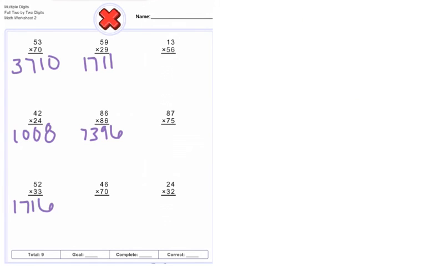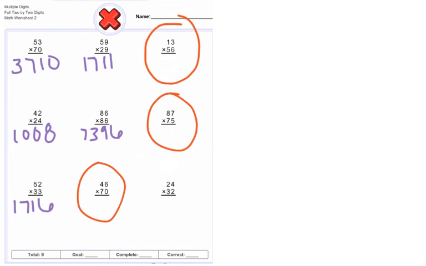Okay, now that we've completed those problems together, you're going to have 4 problems that you are going to complete on your own. It's going to be number 3, 6, 8, and 9. When you have finished completing those problems, please make sure you take a snapshot of your work and send it to me either in email or in the chat.